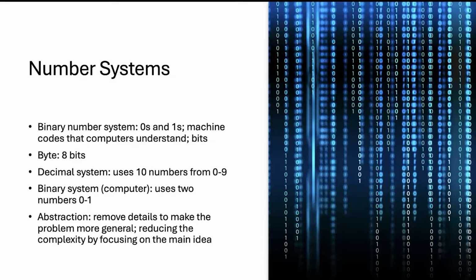We call each of them a bit. Each bit can be either one or zero. And we can also have larger units like bytes. Each byte is 8 bits.